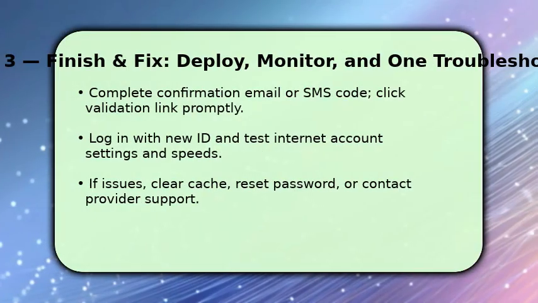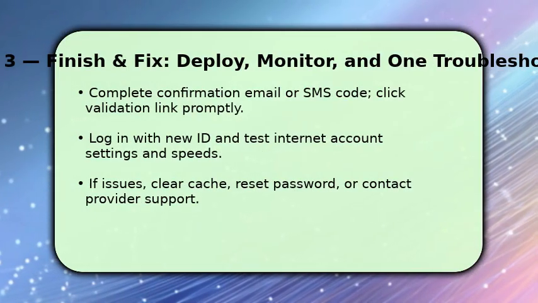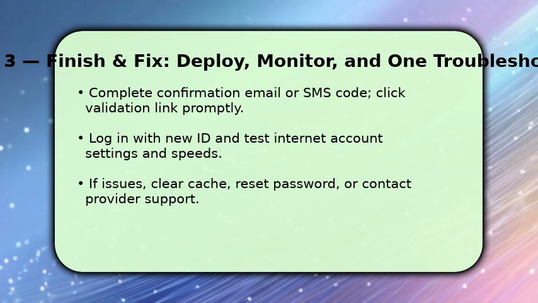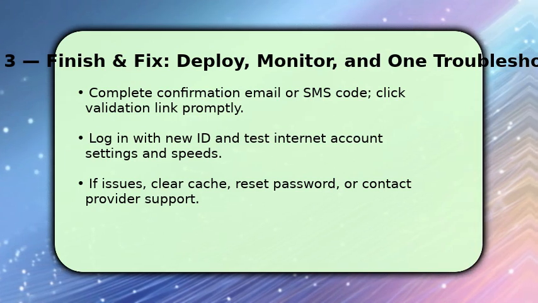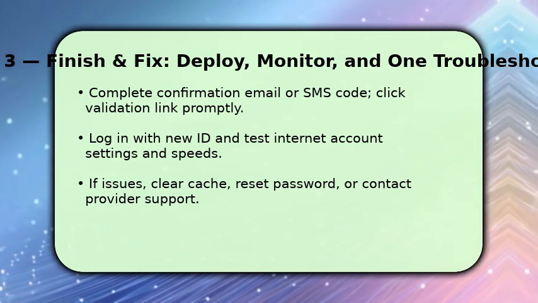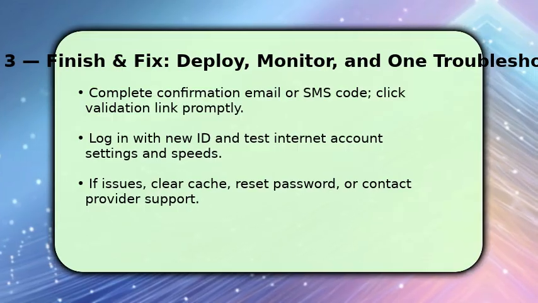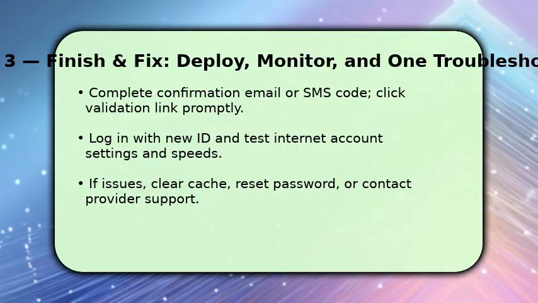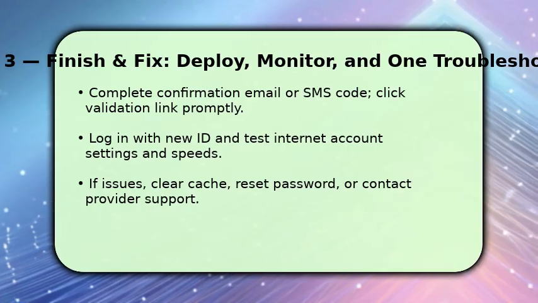You finish by confirming registration. Enter the code sent by email or SMS and click the validation link. This activates the broadband ID. Once confirmed, log in immediately and test account access and a quick speed check because that verifies provisioning.